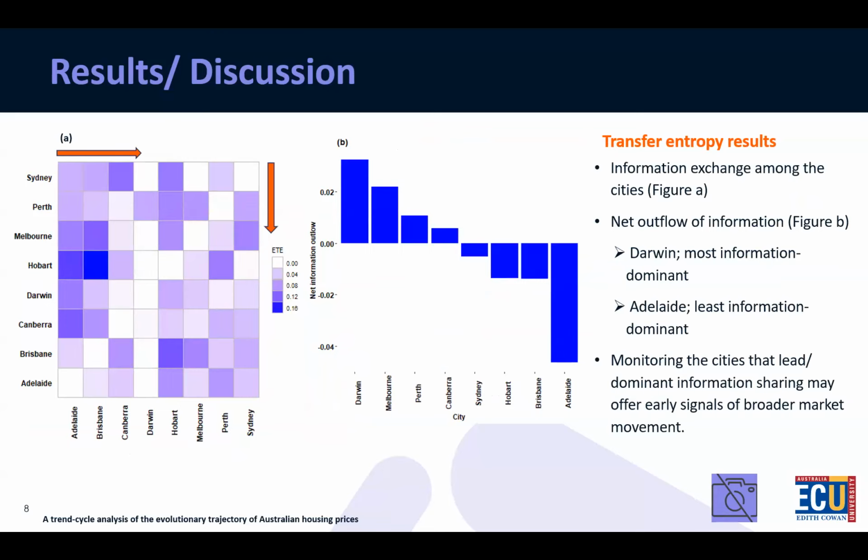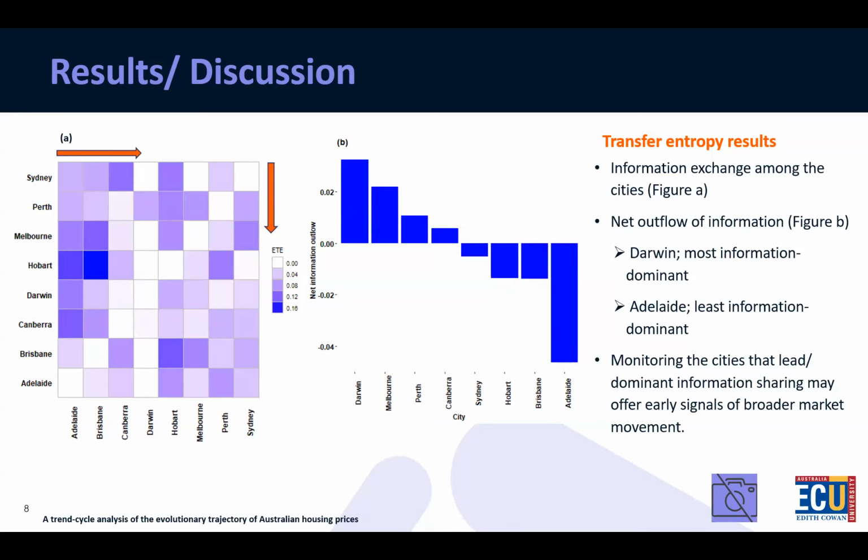So figure A depicts information exchange between the cities. So cities marked on the vertical send information, whilst cities marked on the horizontal receive information. So when we find the difference between the total information sent by a city and that which it received, then that translates into figure B, which depicts the net information outflow. So if the net information outflow is positive, then it means that that city influences its pairs when it comes to information sharing. And if it is negative, then that city is rather being influenced.